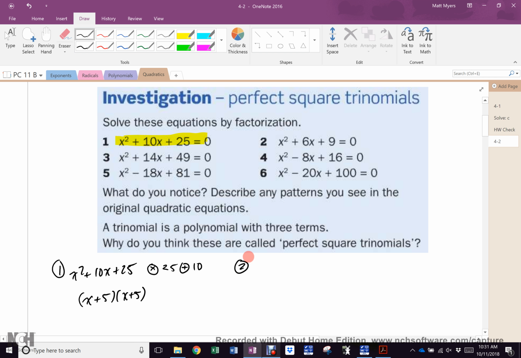Look at 2. Do you see anything about 2 that is similar to 1? But what do you see that's similar? Why do you know that, Lucas? What did you notice about x squared, 25, x, and 5? They're all perfect squares, aren't they? So what do you notice over here? It's squared. It's squared. So what is this automatically? X plus 3 and x plus 3. Or x plus 3 squared, yes?